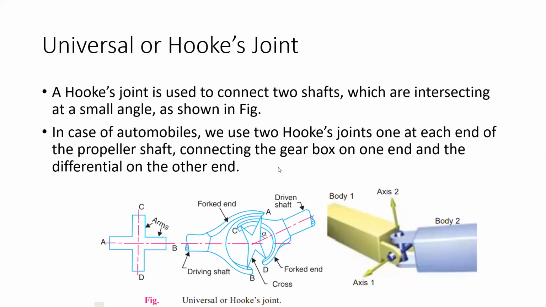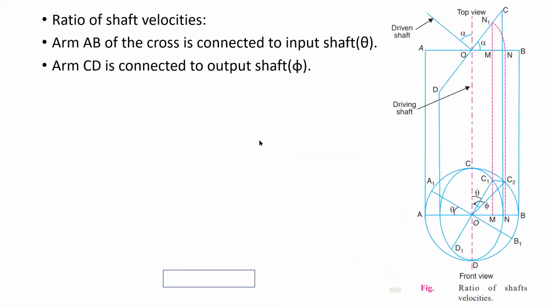Okay, so let us go to the analysis then. So let us first find the ratio of shaft velocities. That is, what is this ratio? Omega 1, that is the output shaft speed upon omega. You can also call it N1 upon N.